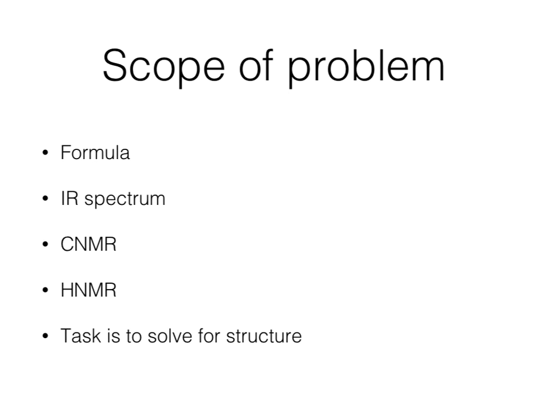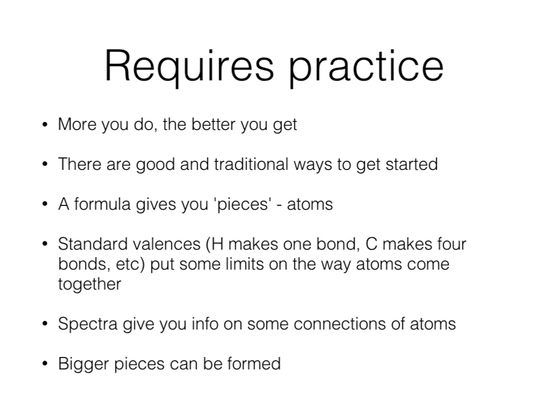In general, you're going to have the molecular formula, the IR spectrum, the carbon NMR, and the proton NMR, and your task is to solve for the structure. This requires practice. The more you do, the better you get. There'll be some things that you recognize so you don't even have to think about them and can put things together. In general, there are some pretty standard ways to get started, and that's what we're going to concentrate on in this presentation.